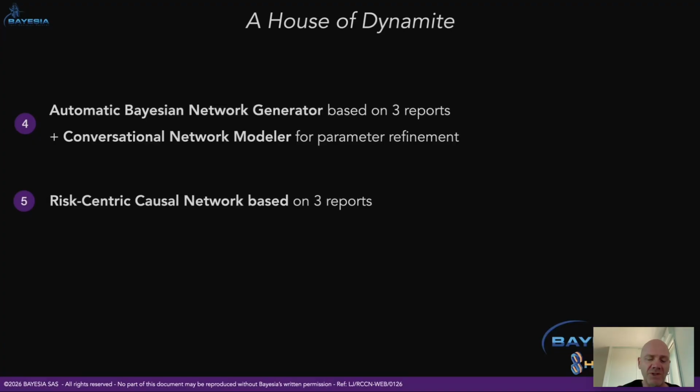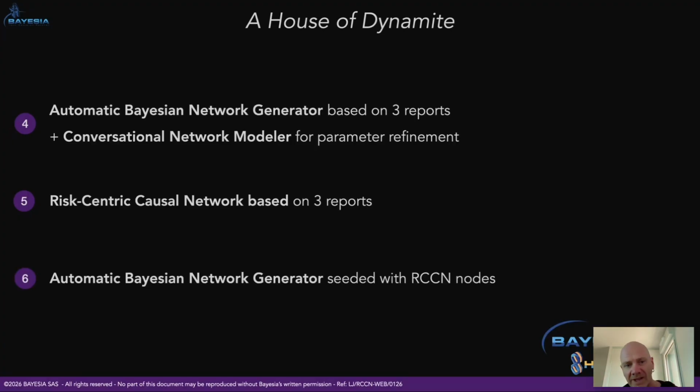So it was supposed to be the main topic, but at the end of the day, it reduced the importance of this topic. And then I'm going to again use the automatic Bayesian network generator, but focusing on the nodes that have been generated by the risk-centric causal network. So it's going to be another view of the nodes, the dimensions that have been selected in the risk-centric causal network, which is, as you probably remember, a kind of probabilistic bow tie.